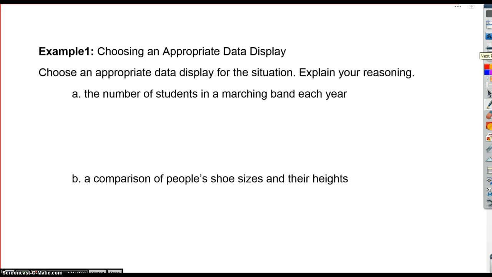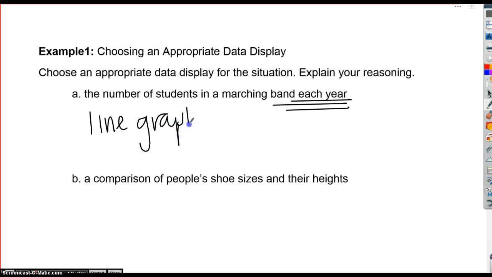So example 1, we need to choose an appropriate data display and explain why. So this is the number of students in marching band each year. And because of this keyword each year, I'm going to use a line graph because there is a change over time.